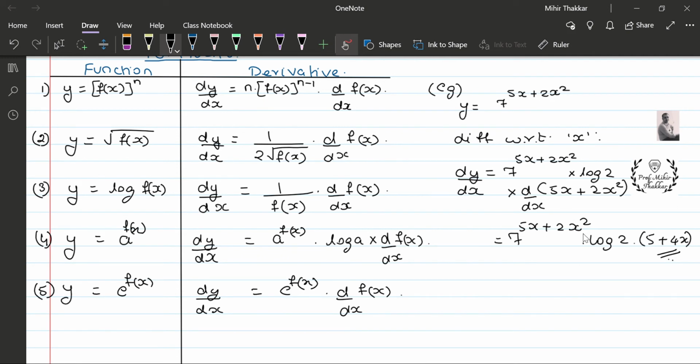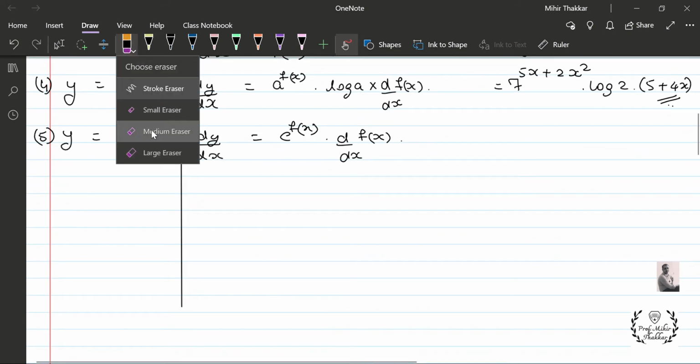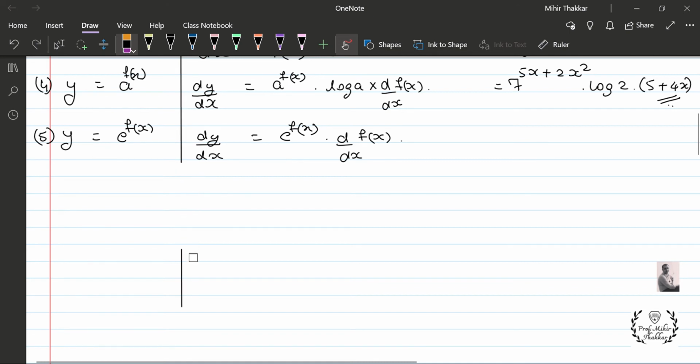So these are the basic formulas, guys, which we will be using when we are solving our exercise or examples. Now let us understand how we apply this in a few more questions, and we will also take questions which are a combination of the rules of differentiation which we have seen in our previous lectures.